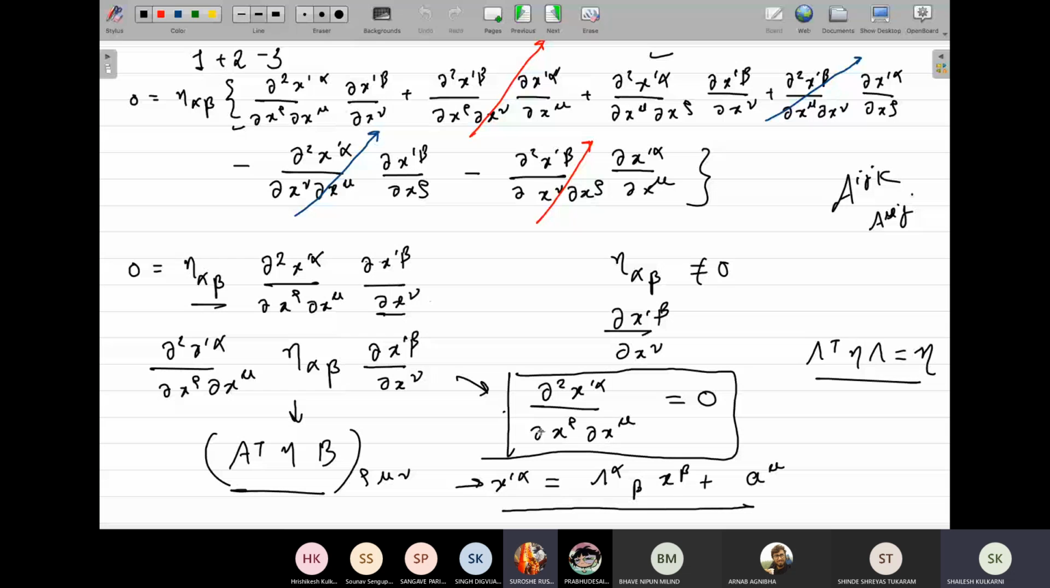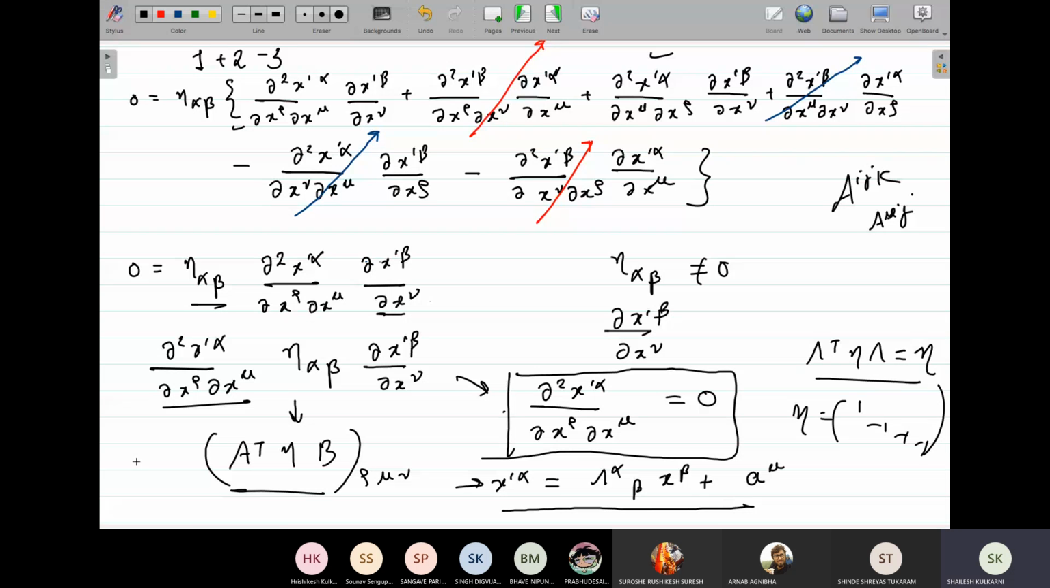Sir, that A transpose eta B. I have just written it in matrix notation. So the B matrix is non-zero, eta is a non-zero matrix. What is eta? Eta is 1, minus 1, minus 1, minus 1. It is a non-zero matrix, right? By the non-singular nature, B should not be zero, or at least its determinant should not be zero. Then the only thing is that this thing should be zero. Is it clear?